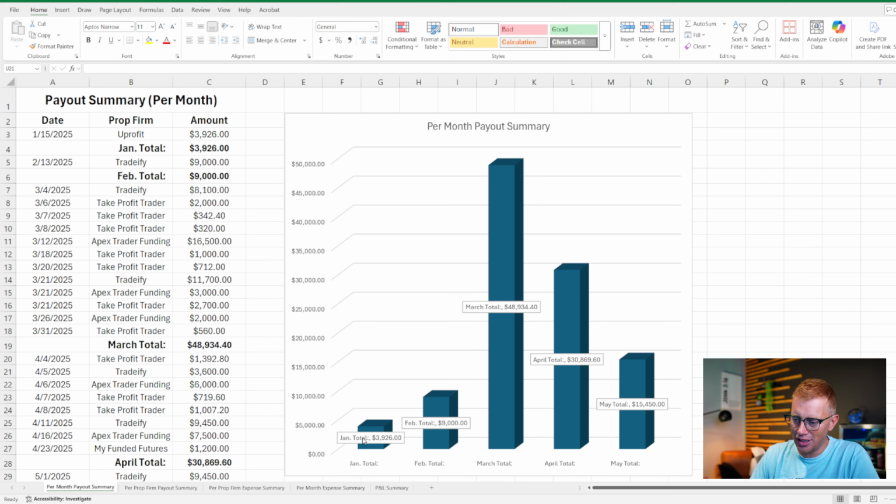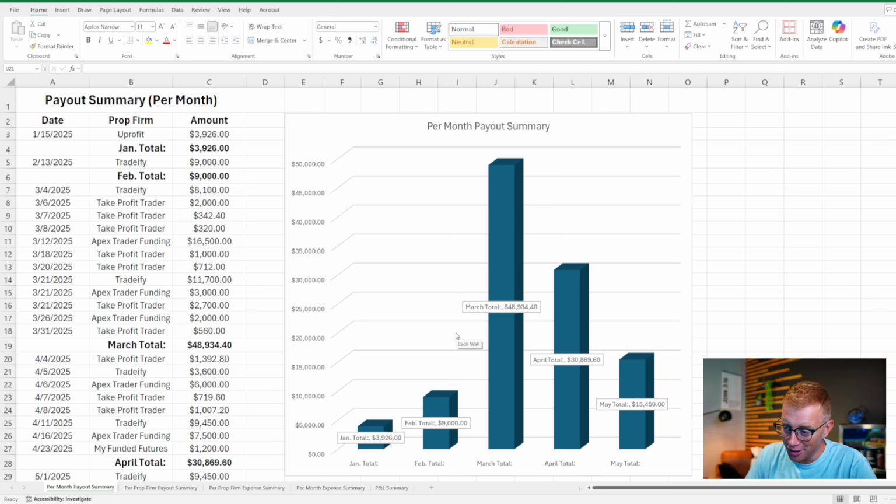So we actually started out the year very, very slowly, which makes sense. I probably had my worst trading of the year so far in the beginning of January. The first 3 weeks of January were very difficult. February was a little bit better, and I started to gain some traction. So January, we only had $3,926 in payouts. February, we had 9,000 in payouts.